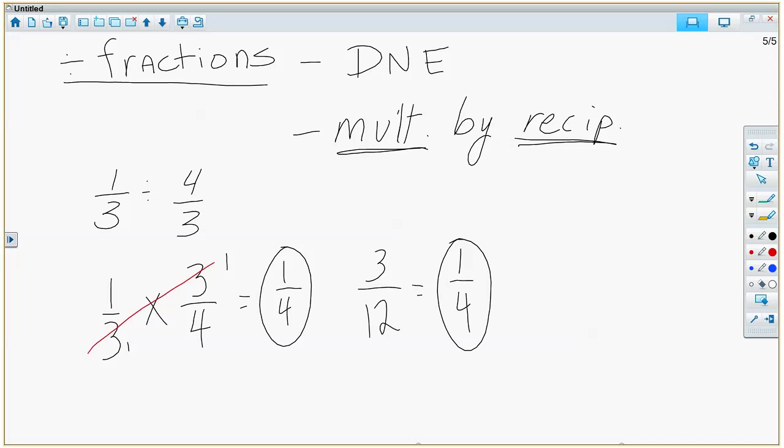Let me show you one you'll see on a standardized test. This is one you'll see on a standardized test, and people will look at it and go, huh?